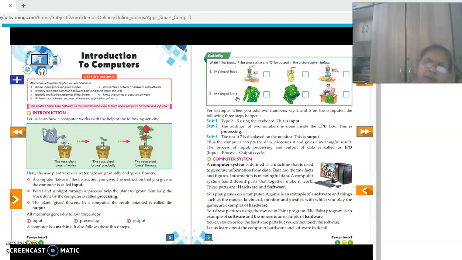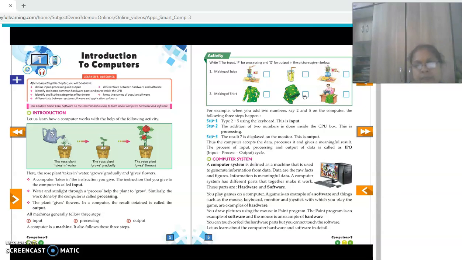Now the second activity, making a shirt. For making a shirt, you need clothes. You will stitch the shirt, then the shirt will be ready. Who will tell the answer here? Anybody? Okay, Pratham, you tell me. The middle picture shows input. It is a raw material. Yes, very good. Pratham, your answer is right.